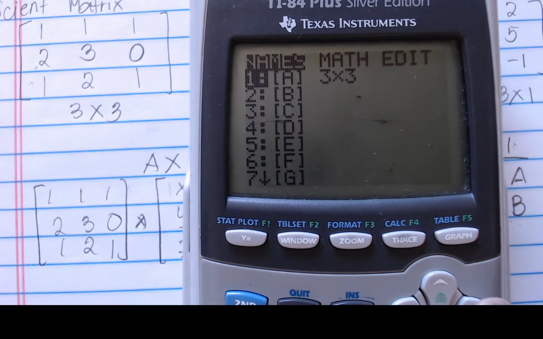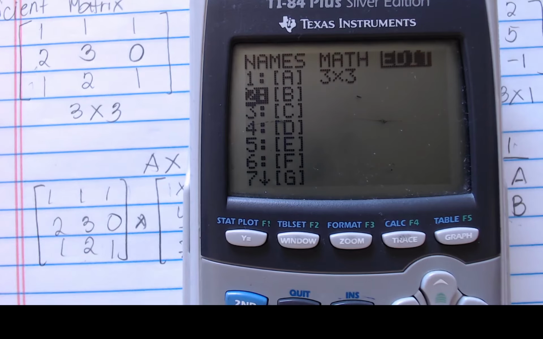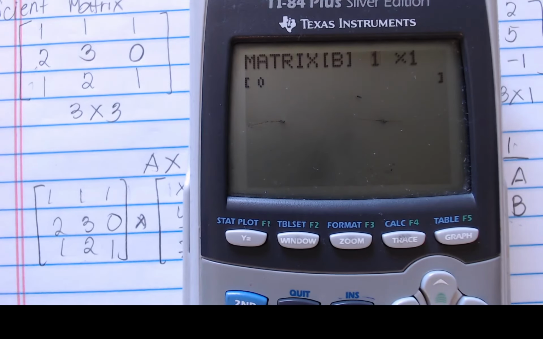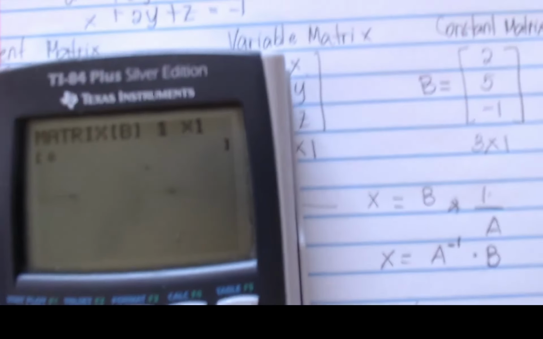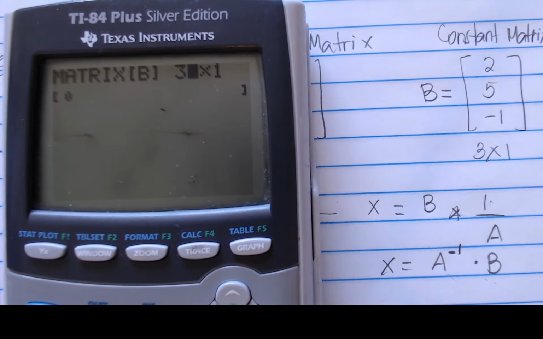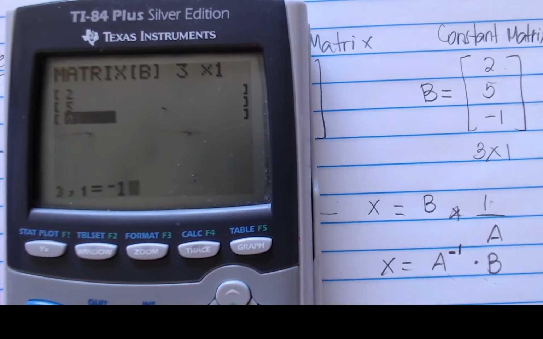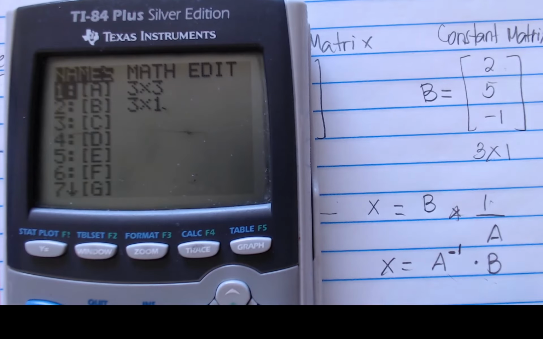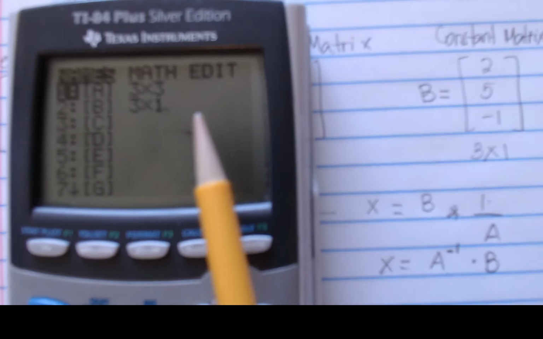Okay, so now we'll go to matrix B. We're gonna create matrix B. So go to edit, go down. We're gonna make matrix B, and this is matrix B, 3 by 1. Okay, and then enter. Row 1 is 2, 5, negative 1. So you have your get out. Let's see if we have matrix B. Alright, so we have matrix B.